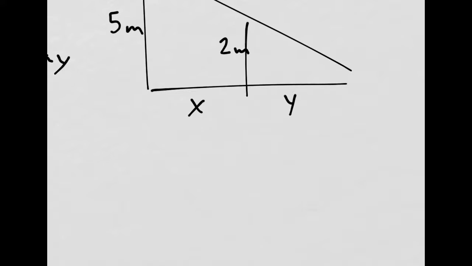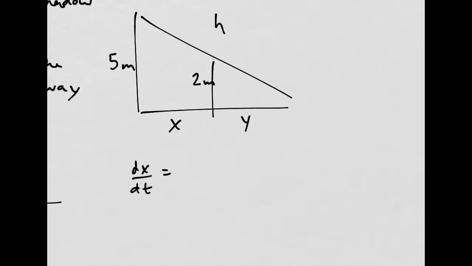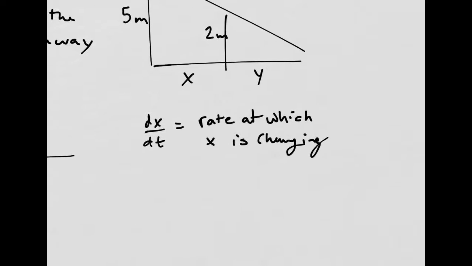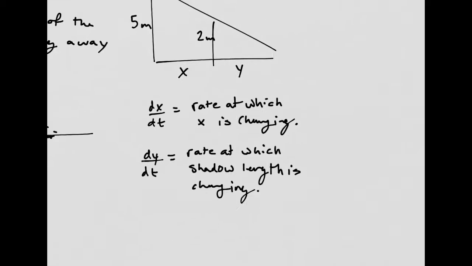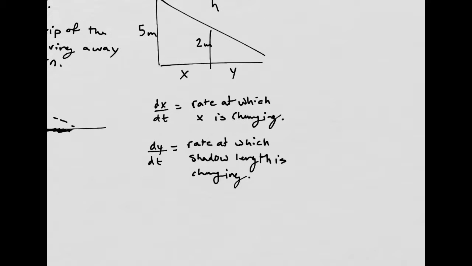So dx/dt, that's going to be the boy's speed, right? The rate at which x is changing, which is the boy's distance away from the lamppost. And then dy/dt, that's the rate at which the shadow length is changing. So there we go. We have our meaning written down.